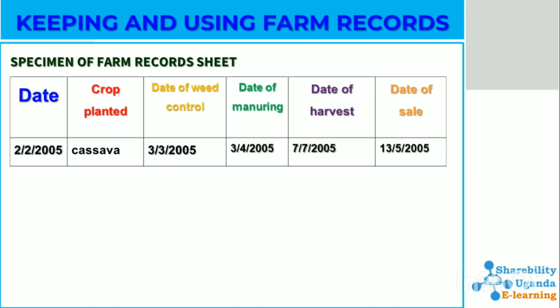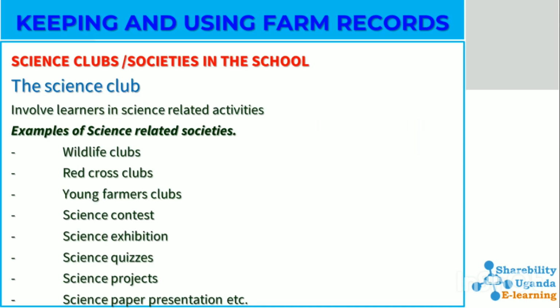This is an example of how a farm record looks like, or how farm records are kept. We have the date, the type of crop, the date on which we shall weed, date of manuring, as in when are we going to apply manure, and then the date of harvest and date of sale. Those are some of the details that we take or record on our farms.